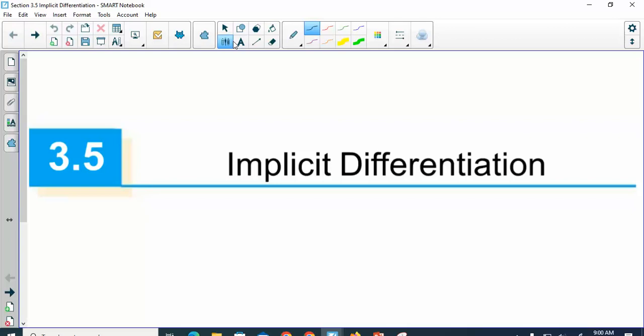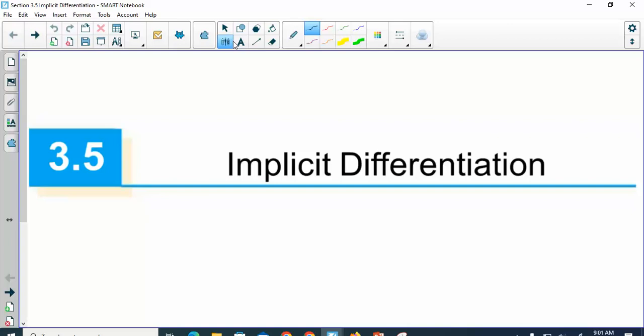At implicit differentiation. So we have been doing derivatives over and over and over again. But you'll notice all of the equations we have been doing the derivative of are set up the same. They're all y equals something. But does an equation have to be y equals before we can do anything?